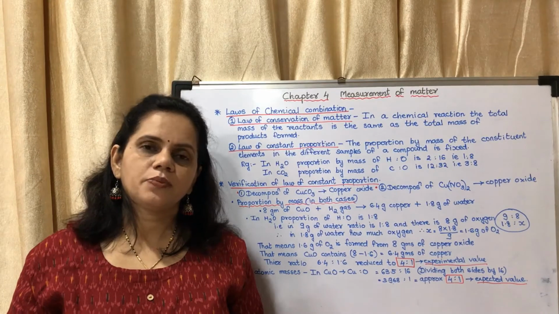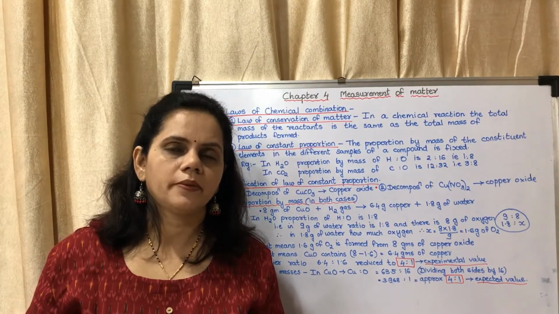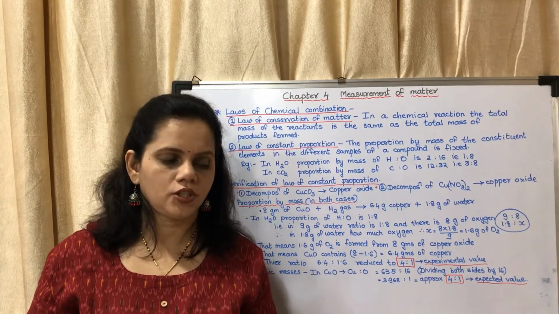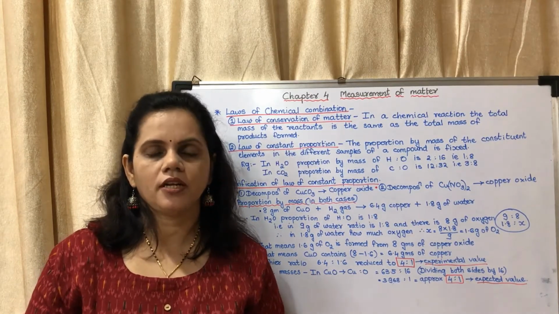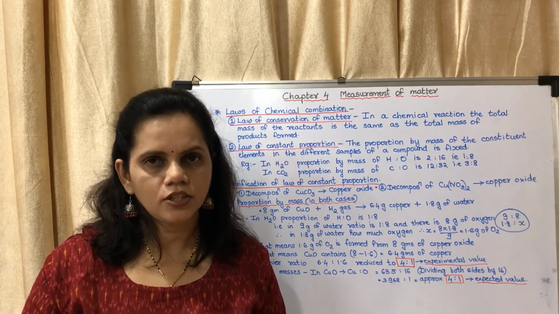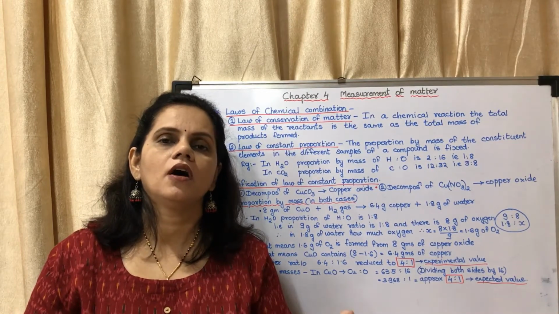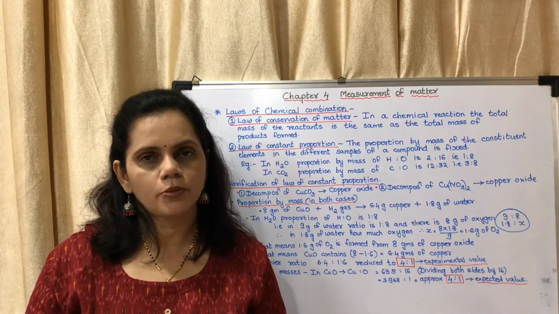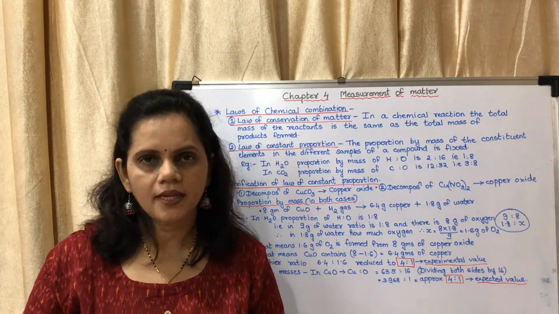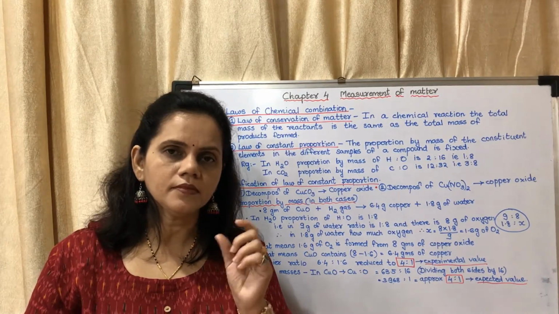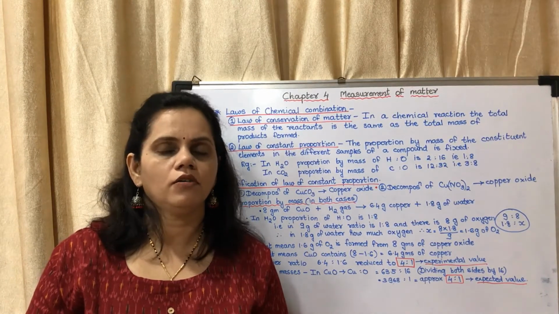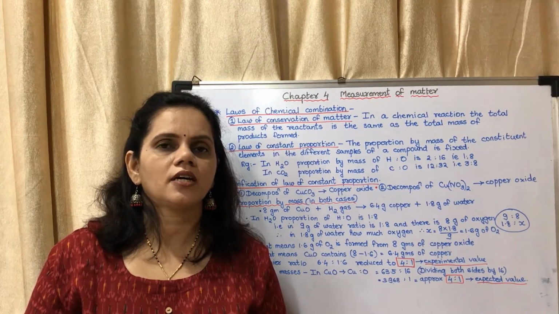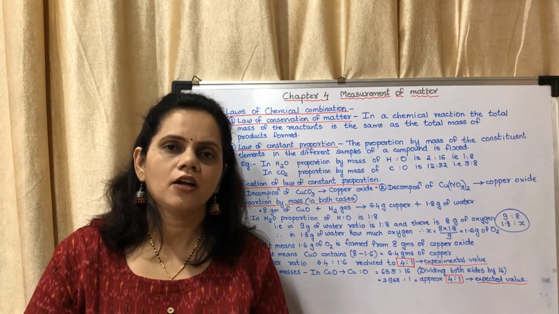Now the first part of the chapter is about the laws of chemical combination. What do you mean by laws of chemical combination? Whenever there is a reaction where two or more elements combine together to form one product, or two or more compounds combine together to form two or more products, there is a particular law which is followed by that chemical reaction. Those are called the laws of chemical combination.